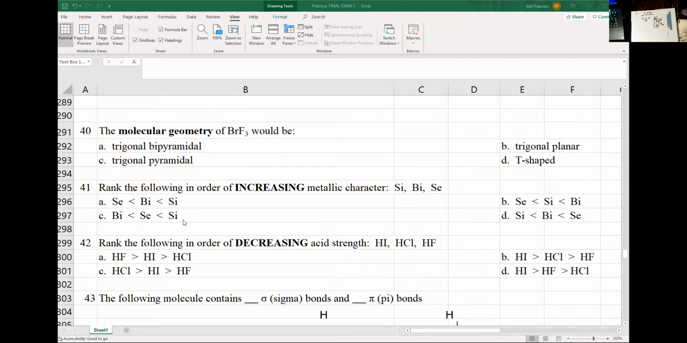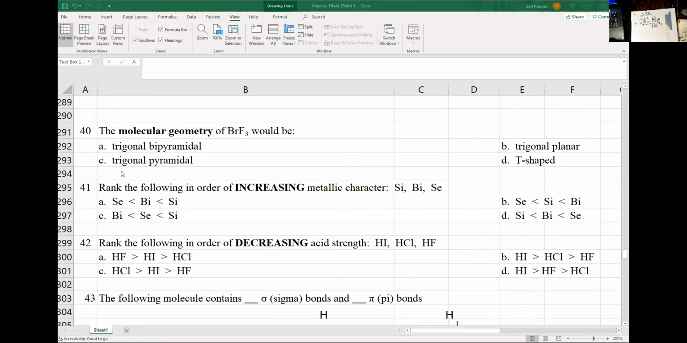Rank the following in decreasing acid strength. Now this one's going to be quick and easy. 42. And we've got HI, HCl, and HF. And we want to rank those in order of decreasing acid strength.